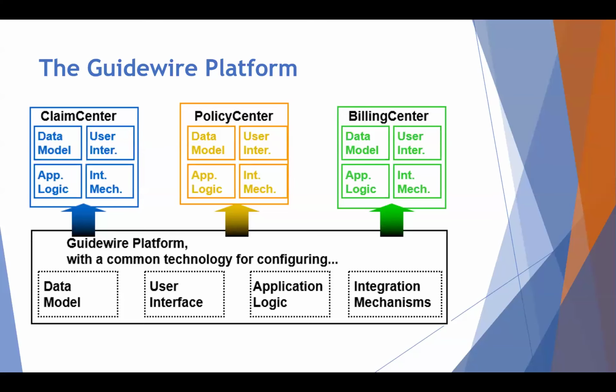Data model is nothing but the tables. In Guidewire terms, we call them entities or type lists. Those entities and type lists are called the data model. The data model structure is going to be different for each Center.